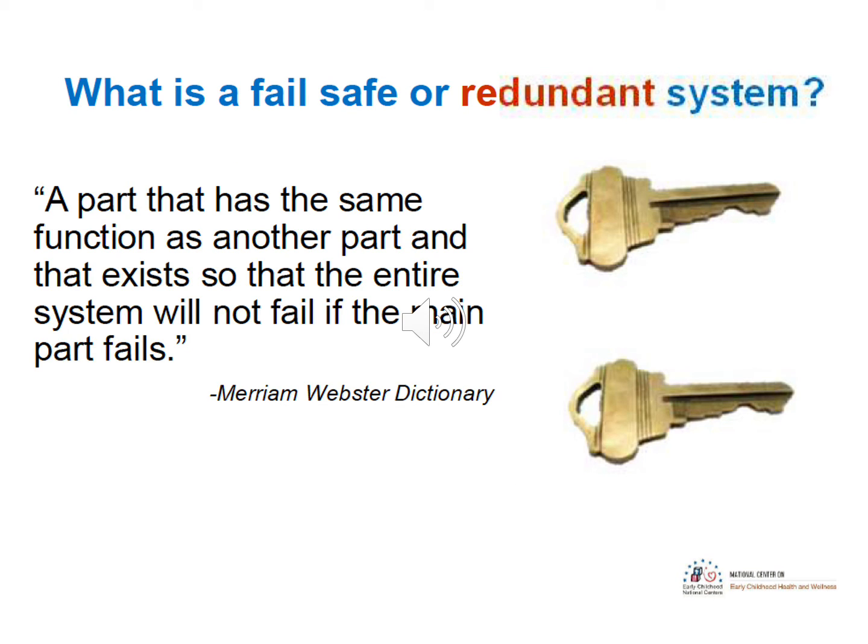The reason we discuss the scanning and counting, you're going to hear this consistently, is because it's supposed to be a redundant system. So basically, what is a fail-safe or redundant system? It's a part that has the same function as another part and that exists so that the entire system will not fail if the main part fails. That means that you're going to count consistently during the day. You're going to observe consistently during the day. You are going to track consistently during the day.